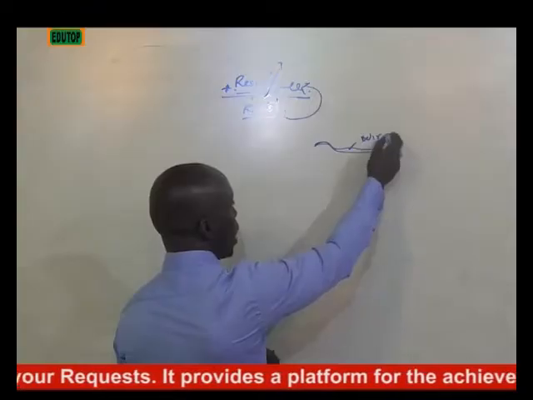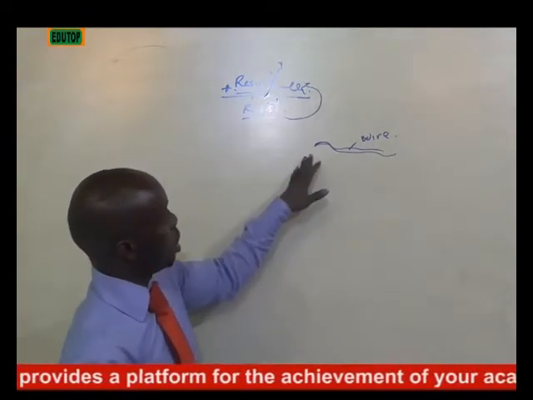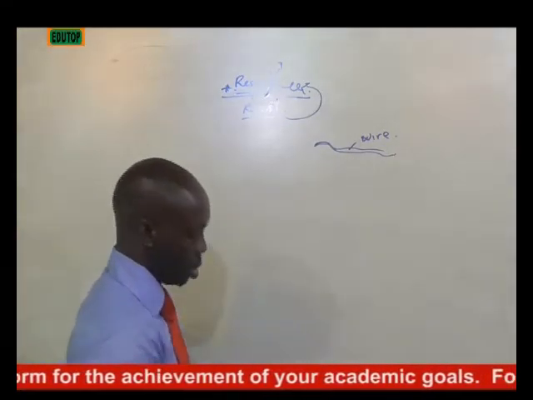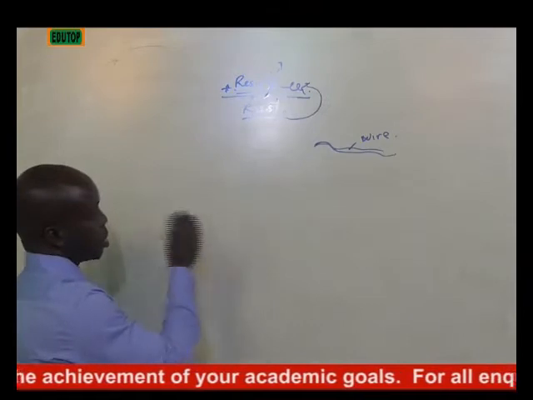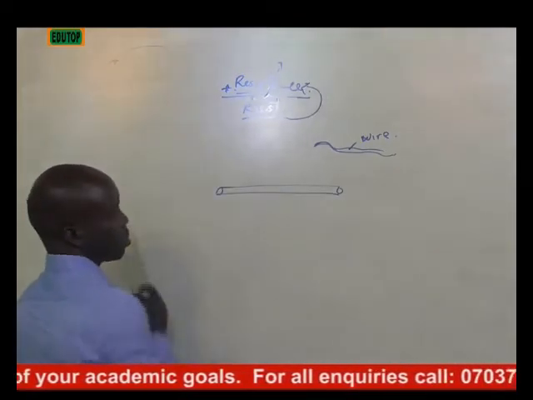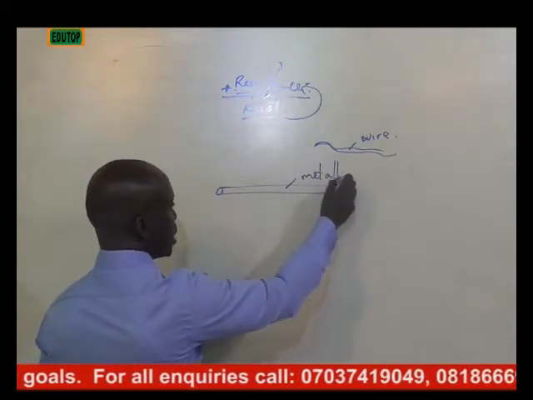This is your metallic wire. If this wire refuses the movement of electron to pass through it, it means that this wire, okay, let's paint a scenario here. This is a bar. Metallic bar. Are you getting it?